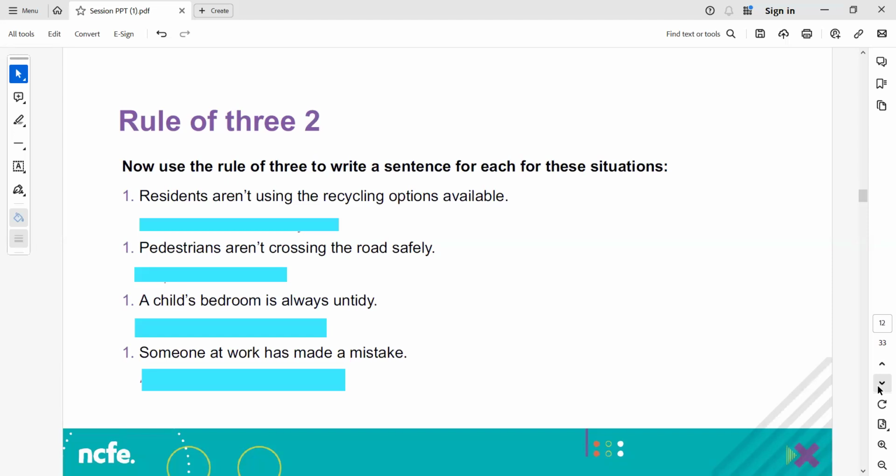So using the rule of three, I want you to think of some sentences for these situations. So residents aren't using the recycling options available. So there's already a rule of three phrase that is used by recycling charities and so on, or to encourage recycling. Can anyone think of what that is or think of their own?